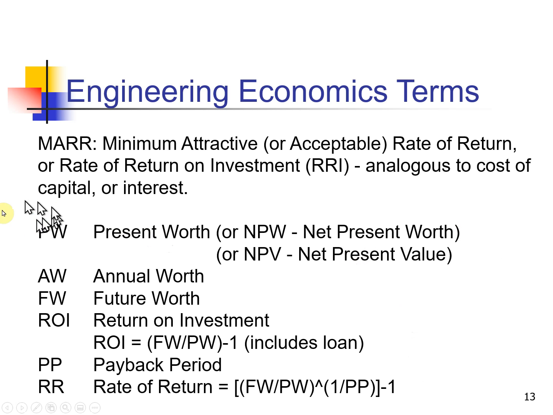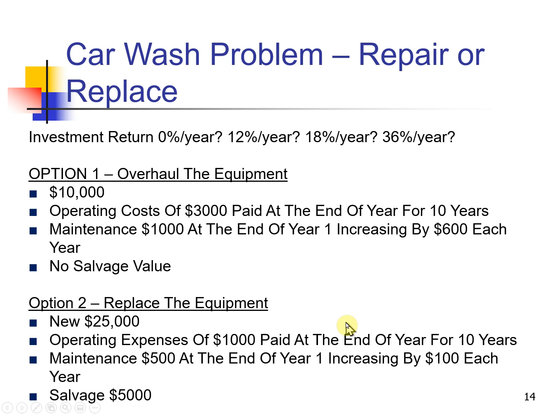So present worth definitions: present worth, return on investment. That's your future worth divided by your present worth, minus 1. The rate of return is related to ROI. That's future worth divided by present worth raised to the power of 1 over the payback period. How many years are you paying back? Minus 1. So you have this formula going on right here, rate of return.